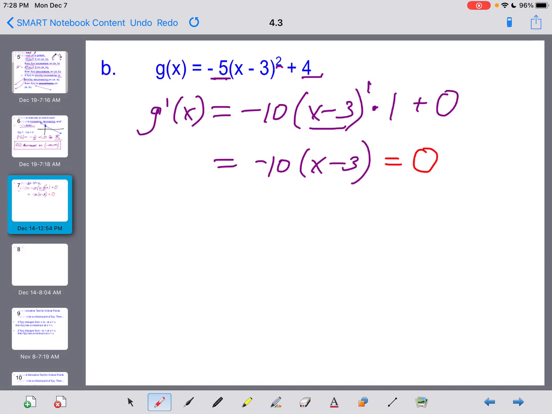So now, everybody, we have a factored expression, negative 10 times x minus 3, that is set equal to 0.